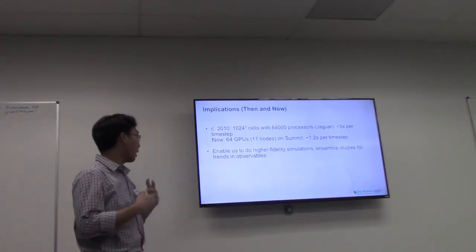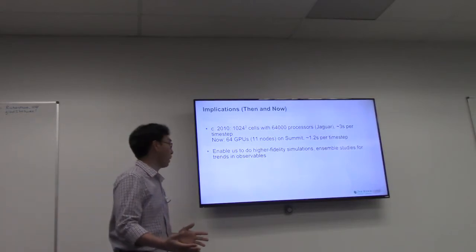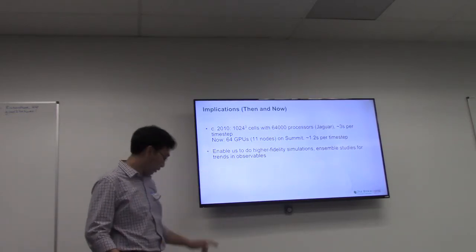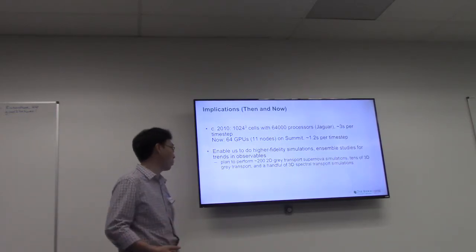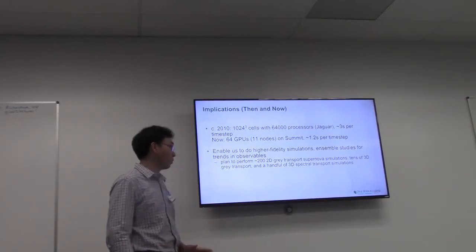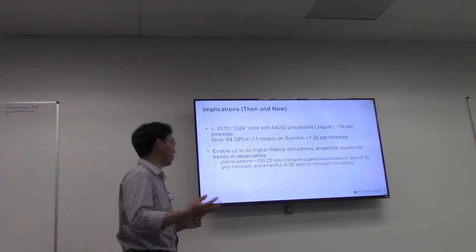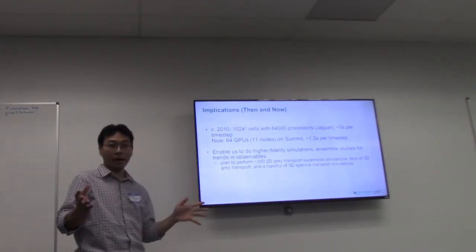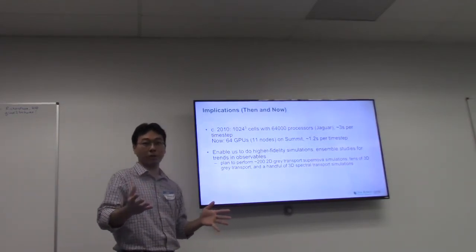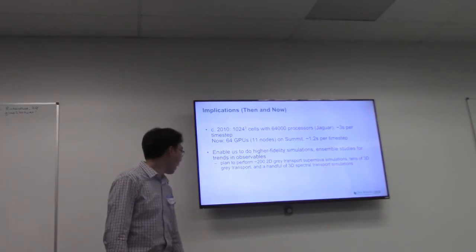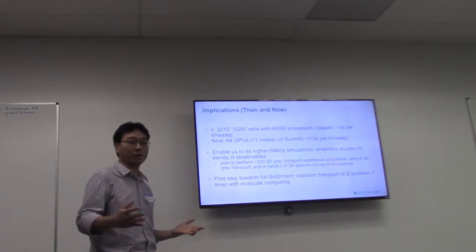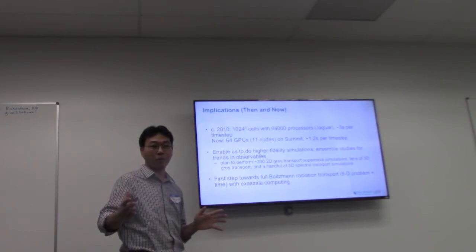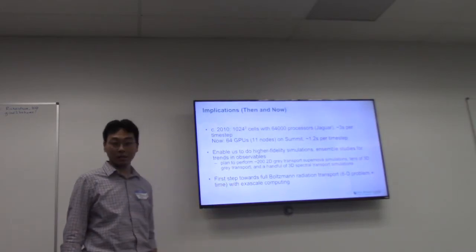That implies we can do higher fidelity simulations. We can do ensemble studies with a more physically faithful resolution, and that's what we plan to do. We plan to do about 200-ish supernova simulations to observe trends in supernova dynamics, and probably tens of 3D simulations with grid transport and a handful with spectral transport, which is even more expensive. And this is the first step toward the full Boltzmann radiation transport, which in its full glory is a 6-dimensional problem plus time, which still requires exascale computing, basically.